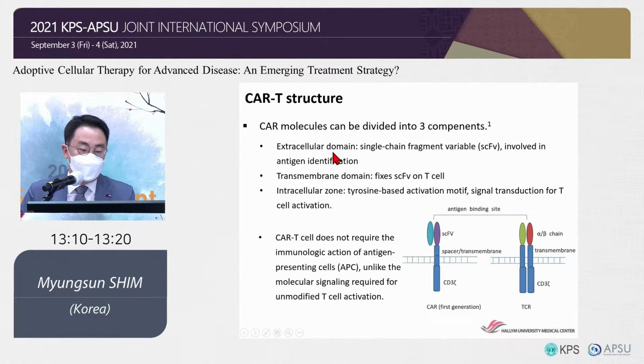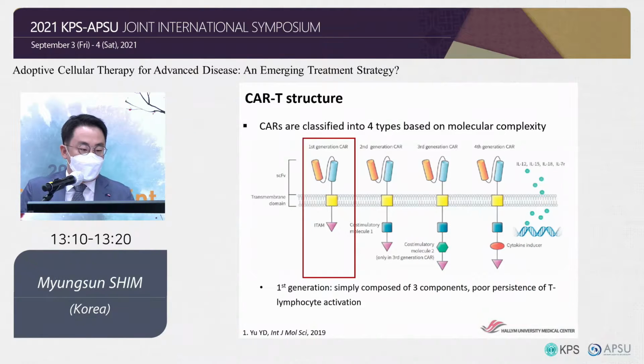The extracellular domain is composed of a single chain fragment, and its main function is to identify the tumor-associated antigen. This single chain is fixed on the T cell by the transmembrane domain. And the intracellular zone plays the key function of the CAR T cell, which is inducing the signal transduction for T cell activation. CARs can be classified into four types based on their molecular complexity.